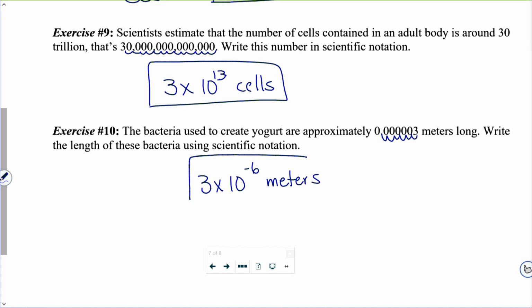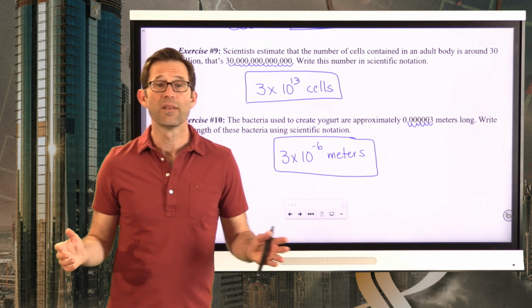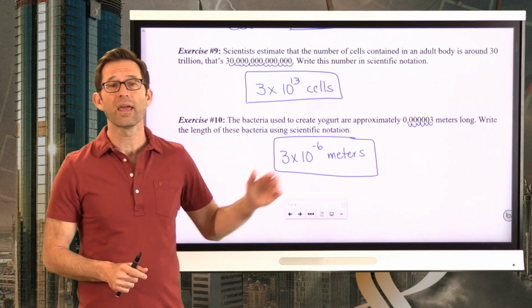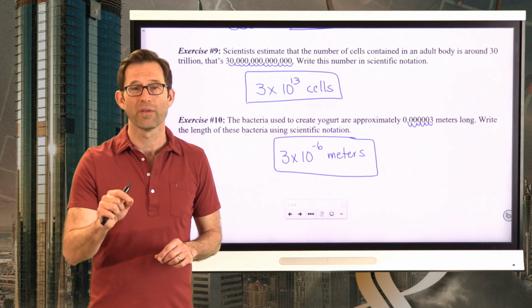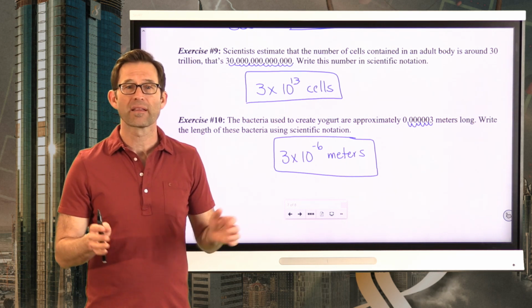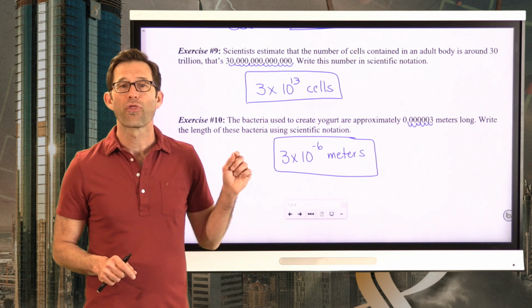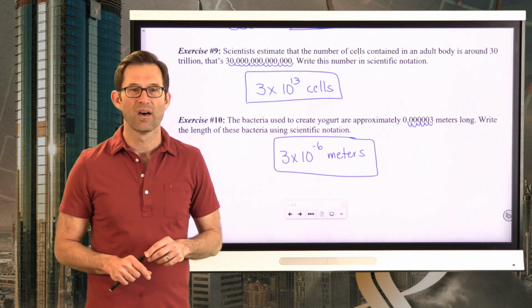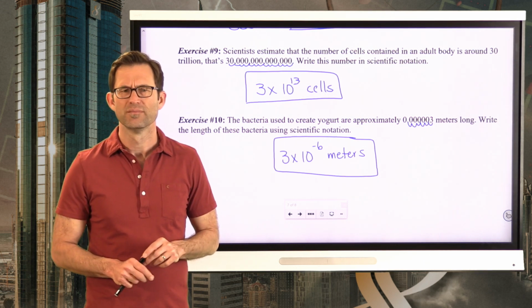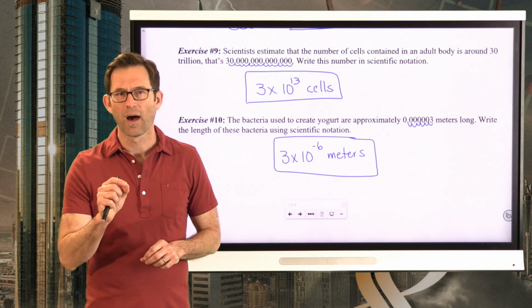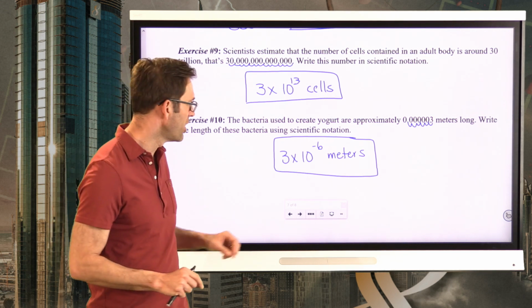By the way, if 10 to the 6th is a million, right, and it is, then 10 to the negative 6th is 1/1,000,000th. So the length of the bacteria that are used to create yogurt, called lactobacillus, are 3/1,000,000ths of a meter long. Tiny, microscopically tiny. We couldn't see them with the human eye.